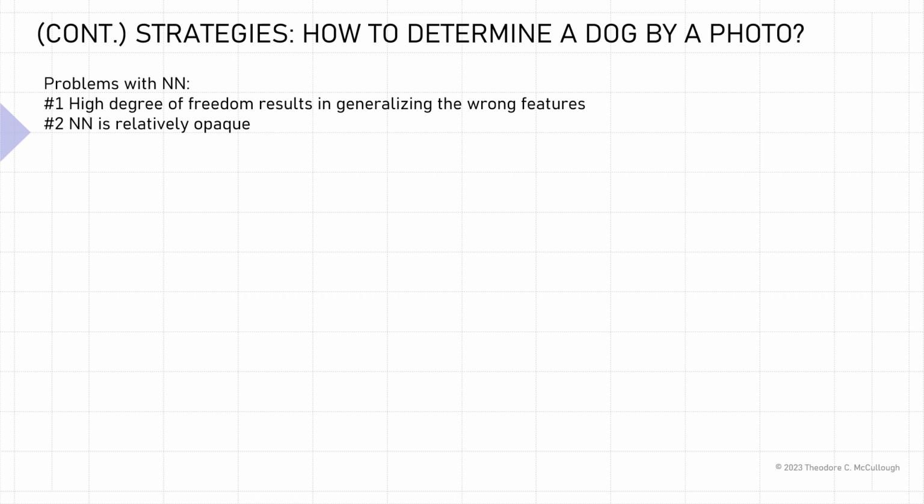What are some problems with neural network classifiers? A first problem is that the high degree of freedom that these classifiers manifest can result in them generalizing the wrong features. Another problem is that of opaqueness.